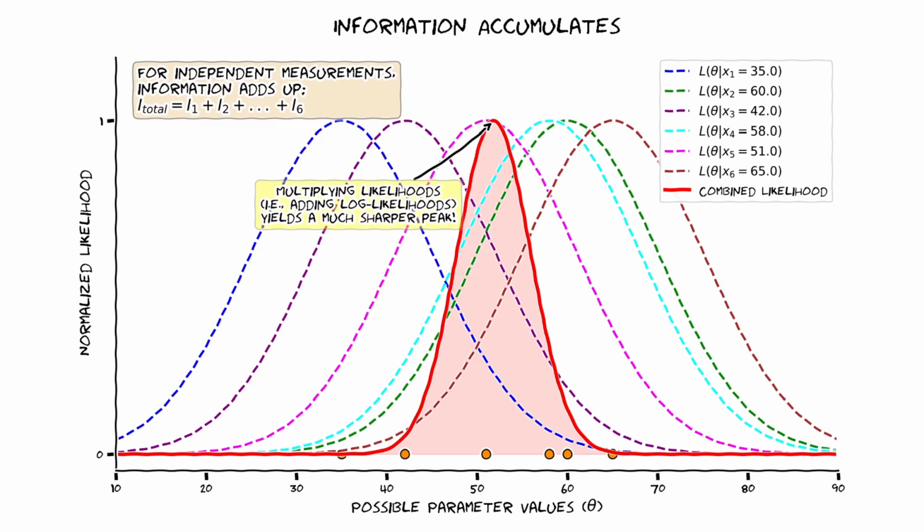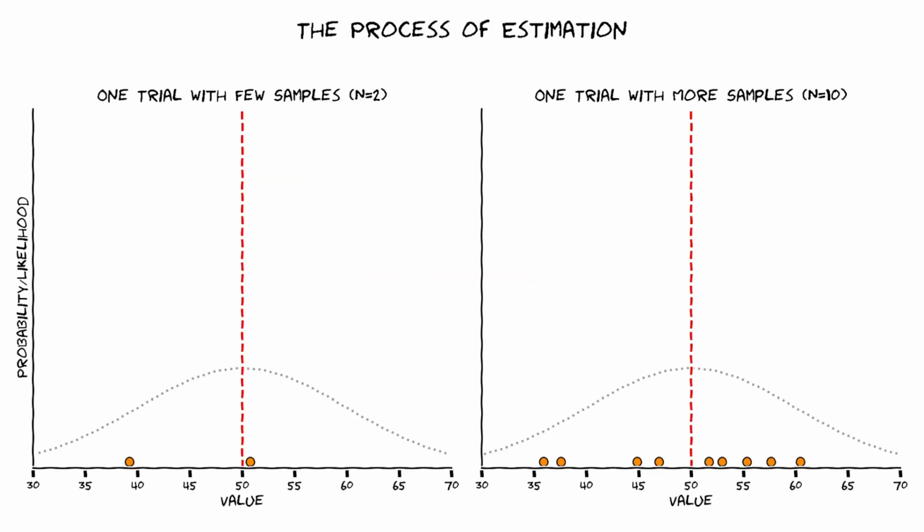Mathematically, multiplying likelihoods is the same as adding their logarithms. This is why, for independent measurements, the total Fisher information is simply the sum of the information from each measurement. Information accumulates. Let's now simulate one full estimation trial.